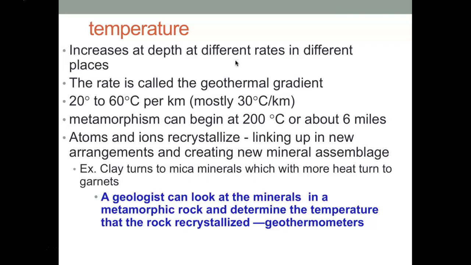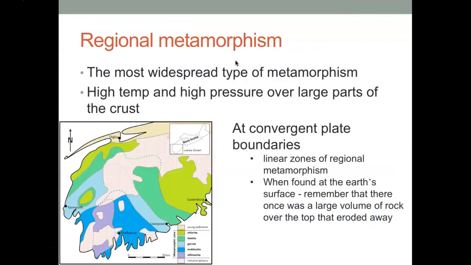muscovite or biotite. A geologist can look at the minerals that form at these different pressures and temperatures and use them as geothermometers. So a geological thermometer that tells the geologist the temperature of crystallization. They also can be geobarometers that tell us the pressure of crystallization. I'm going to go through some examples of different kinds of metamorphism.